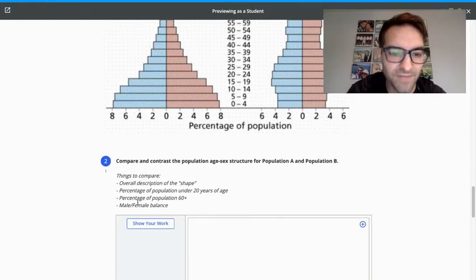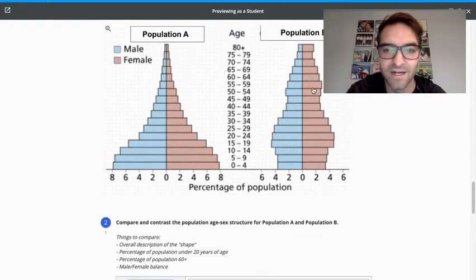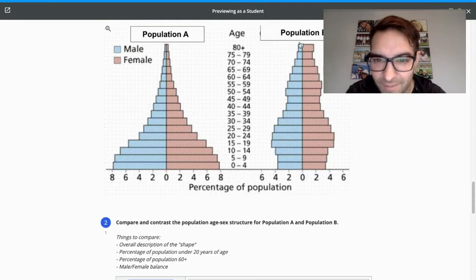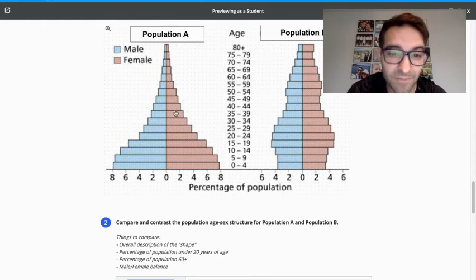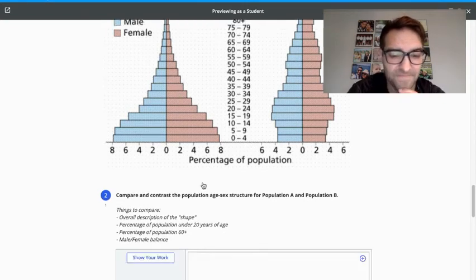And you can also think about the male-female balance. With that, I would highlight the top here. In population B, you can see that females survive better at the older age than the males within this population. But in this population, it's almost equal throughout the whole thing, as far as I can tell.